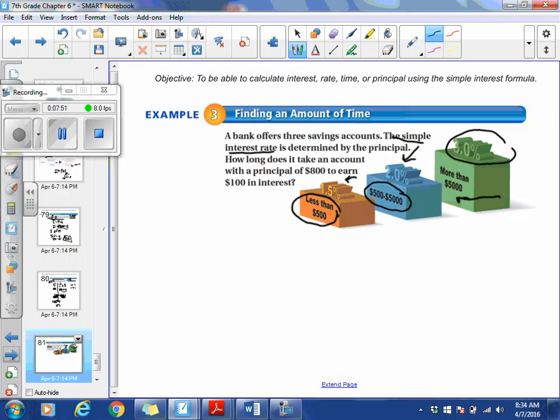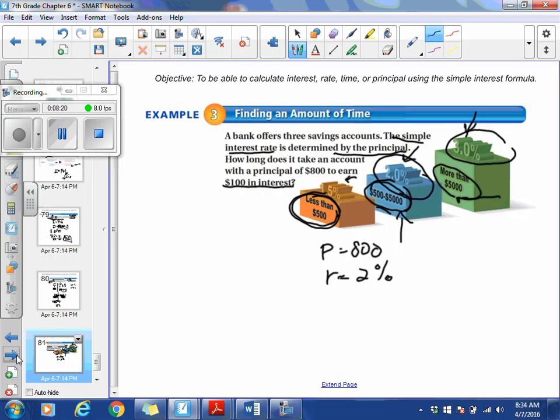Okay. So it says the simple interest rate is determined by the principal. So these circled things, those are the principal. That's the amount that different people can deposit. These top parts are the simple interest rate. How long does it take an account with a principal of 800? So principal of 800 would fall into this category. All right, principal is 800. The rate for that account is 2%.